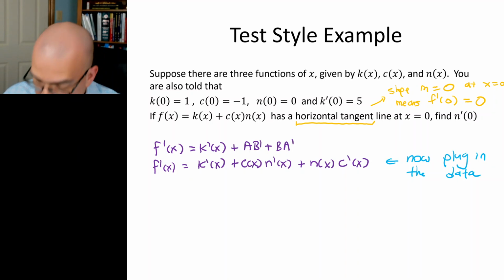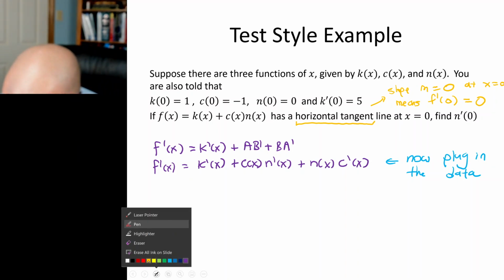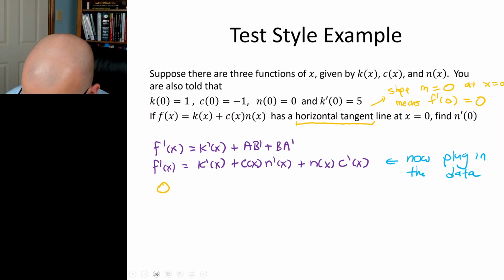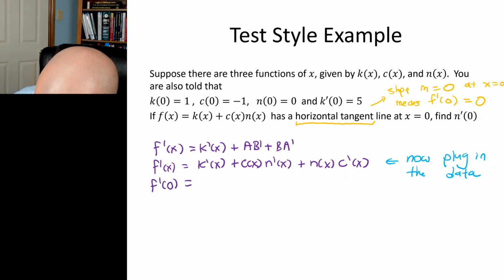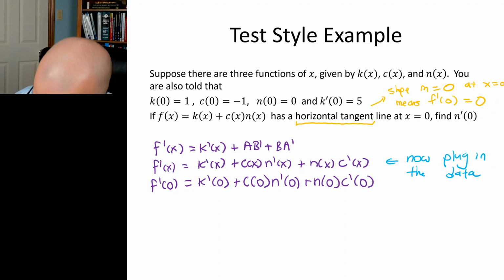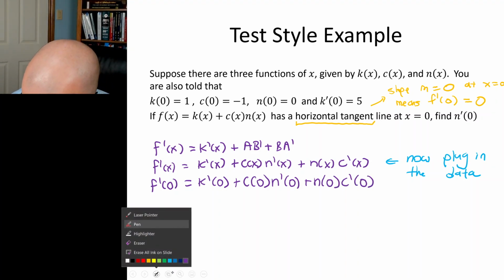So we're told the slope of the tangent line is 0. So 0 is equal to f prime of x. Actually I'm going to plug in the zeros. I'm going to say f prime of 0 is equal to, we're asked for n prime of 0, so I'm going to evaluate all these at 0. k prime of 0, c at 0, n prime of 0, plus n of 0, c prime of 0. Now start replacing everything.